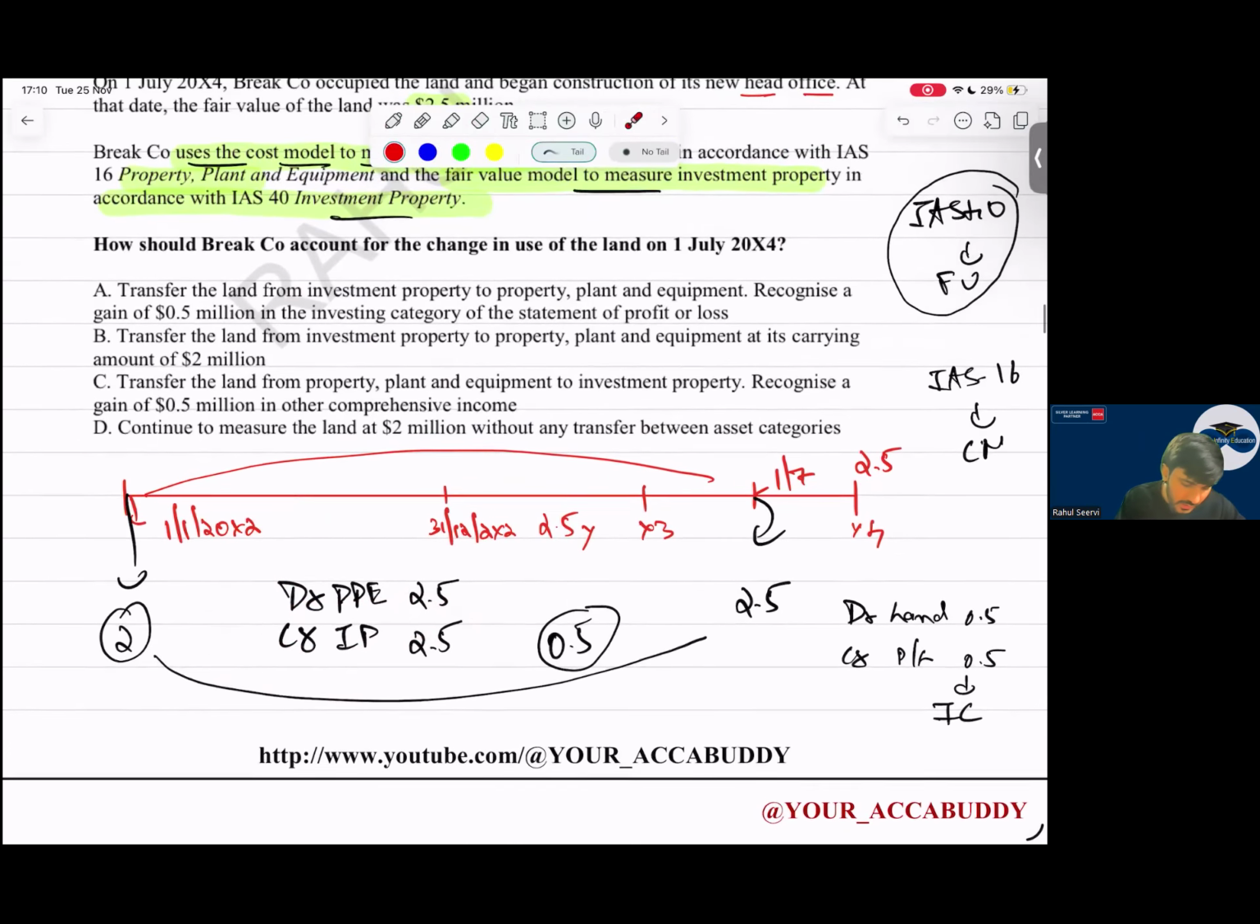Let us read. How should B account for the change in use of the land on 1st July? They are saying transfer the land from investment property to PPE. Yes, sir. We will transfer from investment property to PPE.